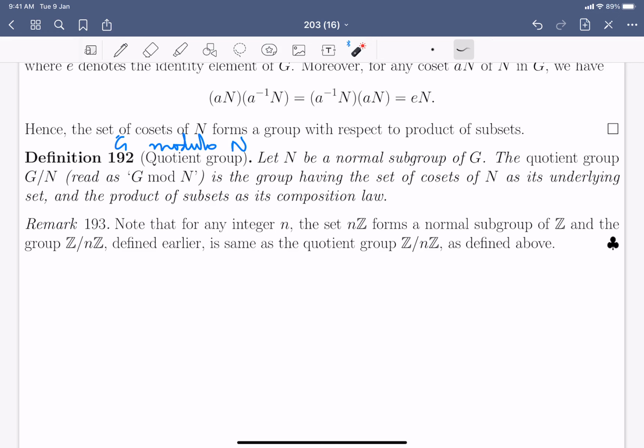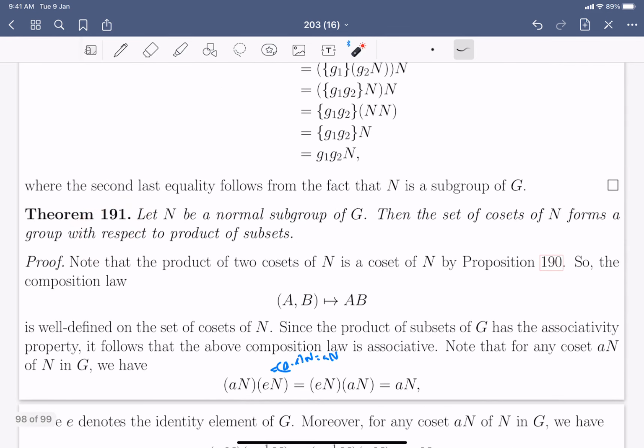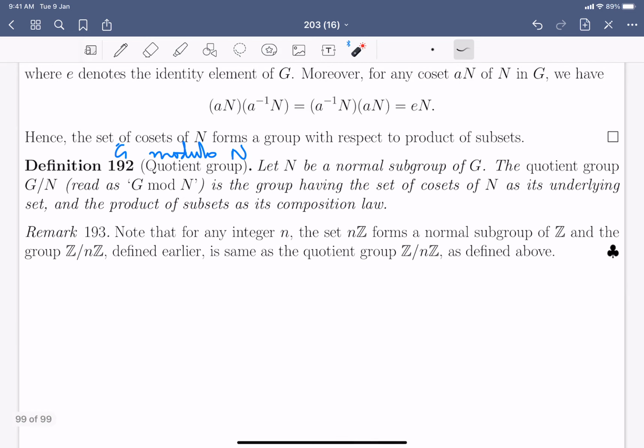Okay, so if we start with the normal subgroup n of a group G, then G modulo n is called the quotient group of G by n, and this is a group having the set of cosets of n as its underlying set and the product of subsets as its composition law. Of course, this is indeed a group as we have just seen a while ago. Then we end this lecture by making a remark.